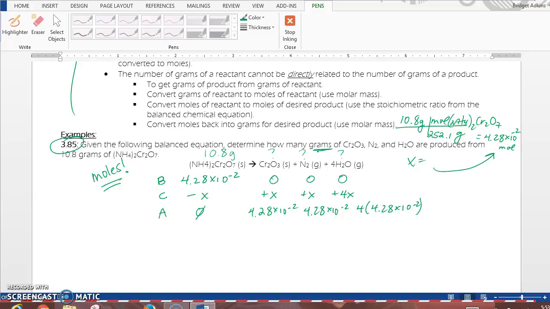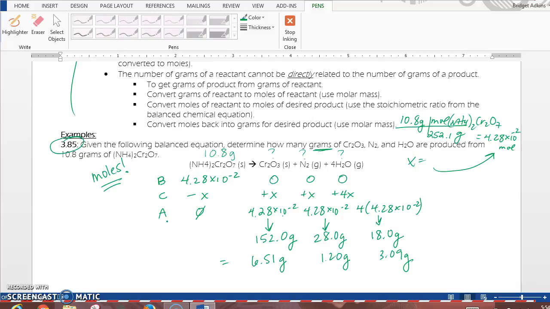Alright, so they did want masses, so now I'm going to have to change all of these to masses. The molar mass for the Cr2O3 is 152.0 grams. The molar mass for N2 is 28.0 grams, and the molar mass for water is 18.0. So I won't show that bridge, but you basically multiply the moles times the grams per mole, and you'll get 6.51 grams for the chromium oxide, 1.20 grams for the nitrogen, and 3.09 grams for the water.